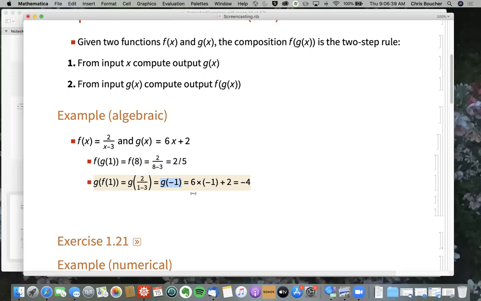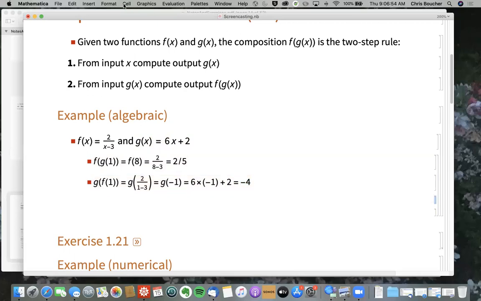I just plug into the g function, the input slot's right there. 6 times negative 1 plus 2 comes out to be negative 4. And notice that we get a different answer, right? F of g of 1 is 2/5, but g of f of 1 is negative 4, not the same thing.